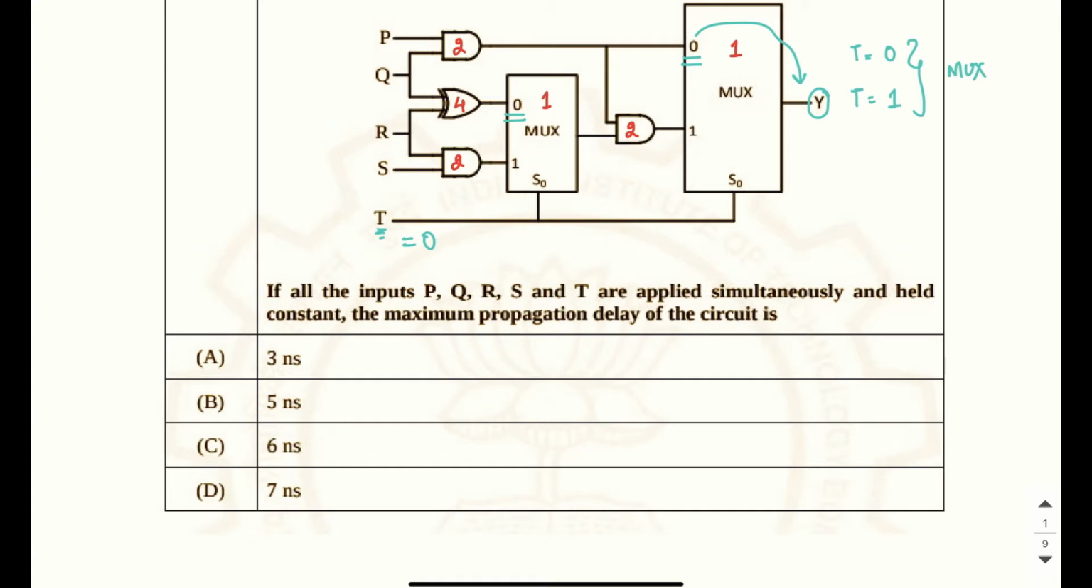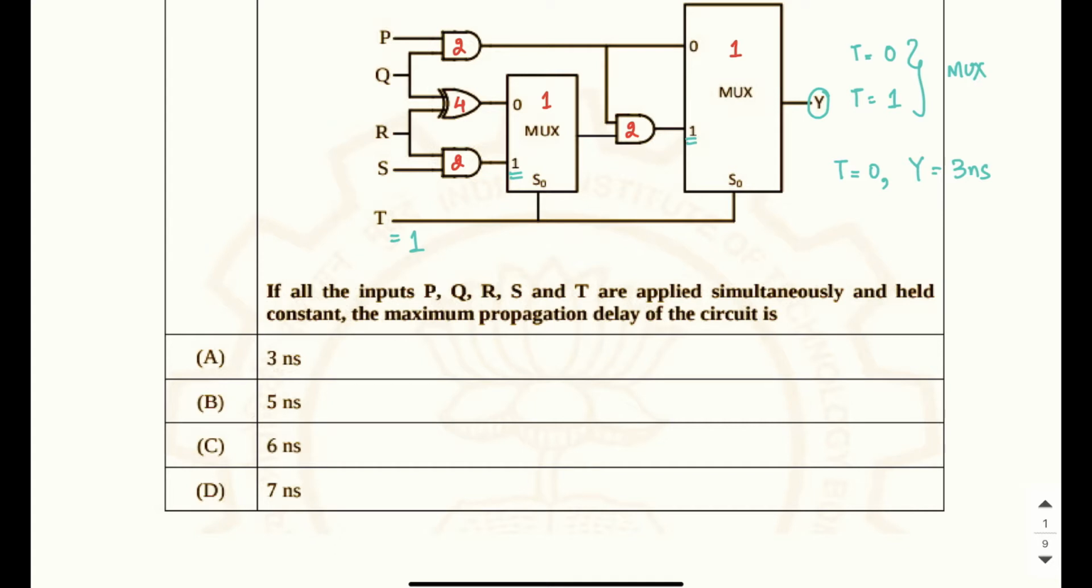So we have 2 plus 1 nanosecond for the multiplexer, and hence in the case when T is equal to 0, Y will take 3 nanoseconds to give you the output. Because in this case we don't need to look at what is happening with the input 1, because we know that when the select line is 0, all the 0th inputs will be selected. Now let's see the second case, when T is equal to 1. In this case, all the inputs present at the 1 input of your multiplexer will be passed to the output, that is Y.